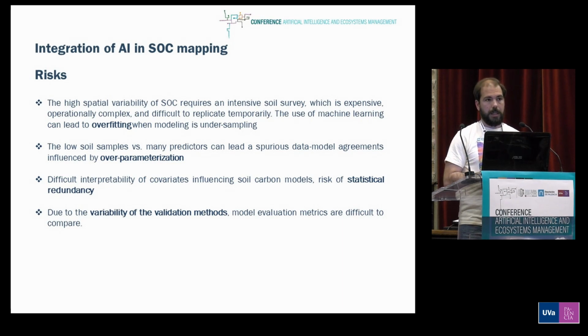There is also a difficulty to interpret the covariates influencing soil carbon models. So we have a risk of having statistical redundancy. And due to this variability in the validation methods, the model evaluation metrics are difficult to compare.